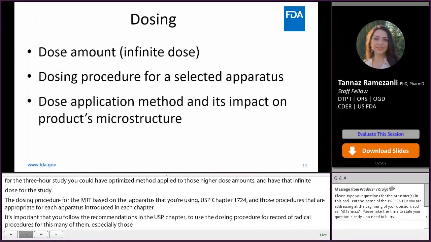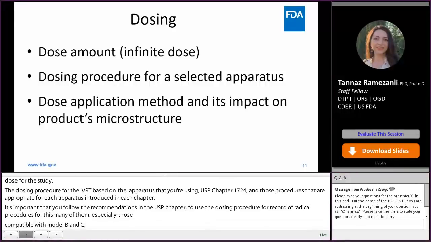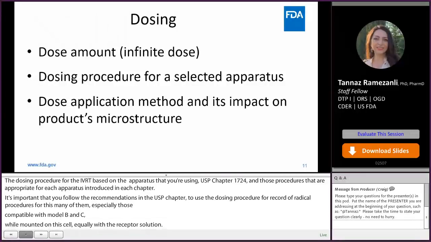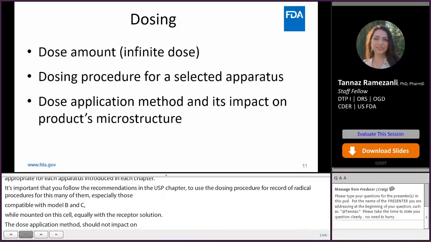Also, the dose application method should not impact the product microstructure. For example, if you're using a syringe to apply a dose, you need to make sure that the shear forces that the product is experiencing while dispensing from the syringe are not affecting the microstructure of the test or reference products.